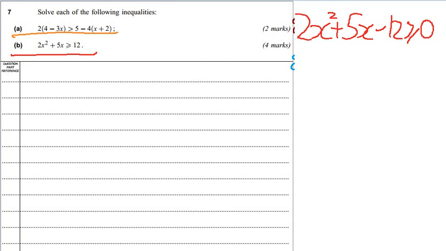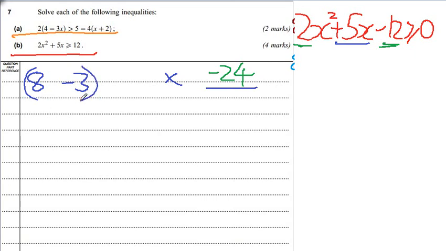So there's any number of ways of solving a quadratic. What I do is take that 2 there and this minus 12 there, times them together, and you get minus 24. And then what I want is two numbers that, when multiplied together, make minus 24, and when added together, make plus 5. So in this case, those two numbers are going to be 8 and minus 3. They're my two numbers there.